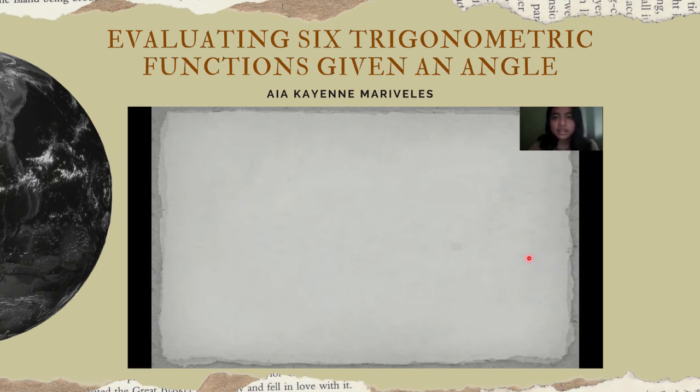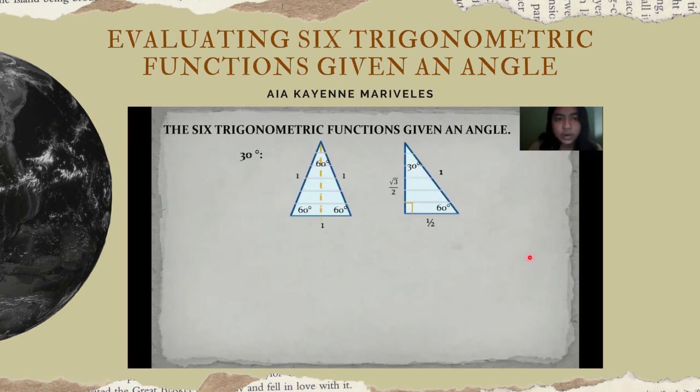Hi, I'm Aia Kayenne Mariveles, and I'm here to quickly go over the 6 trigonometric functions given an angle. So our given angle is 30 degrees, which is part of a special right triangle, which gives us 30, 60, and 90 degree measurements. So before we move on to the functions, we need to label our sides first.